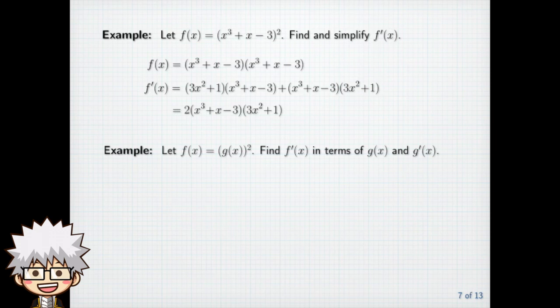Example. Let f of x equal the square of the function g of x. Let's find f prime of x in terms of g of x and g prime of x. And notice that the previous example is just a special case of this.